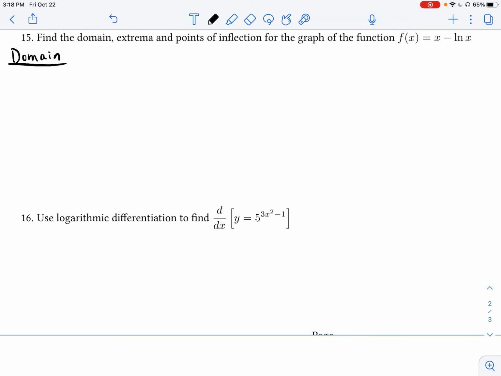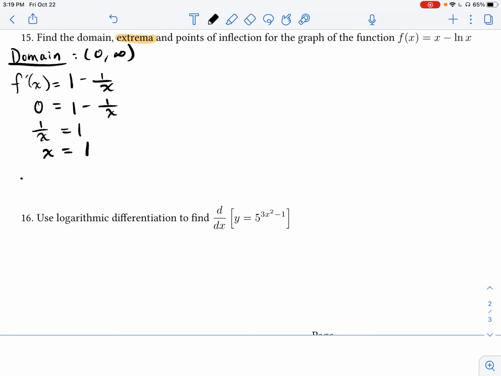Well, the domain of x is all real numbers, but the domain of the natural log of x is just values from 0 to infinity, right? The natural log function's domain is 0 to infinity. So we're going to keep that in mind as we start going into the first derivative test to find the extrema. So let's find f prime. This derivative is pretty easy. The derivative of x is just 1. The derivative of natural log of x is 1 over x. So here's my derivative. Now, to do the first derivative test, we're going to set my derivative equal to 0. So 1 minus 1 over x. This becomes 1 over x is equal to 1, and x is equal to 1.